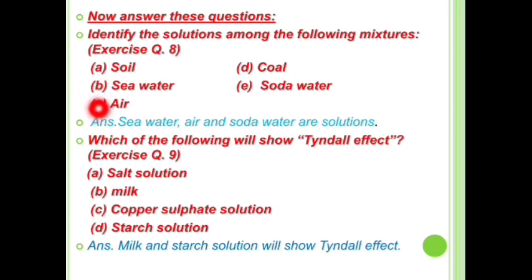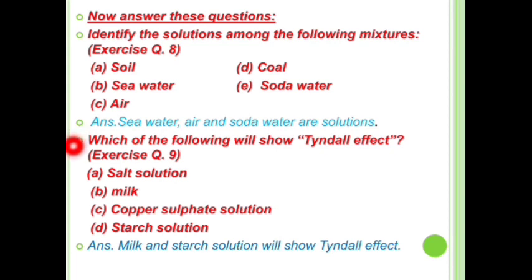Air is also a homogeneous mixture of several gases. Coal is a heterogeneous mixture of various substances present in coal. Soda water is also a mixture of carbon dioxide in water which forms a homogeneous mixture. So among these 5 examples of mixture, seawater, air and soda water are the homogeneous mixtures. So these are the examples of solutions.